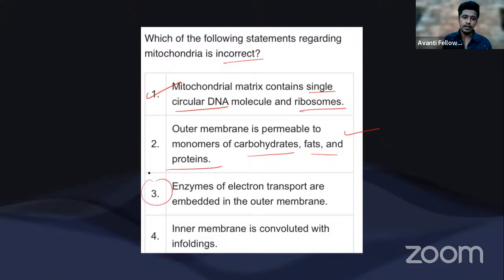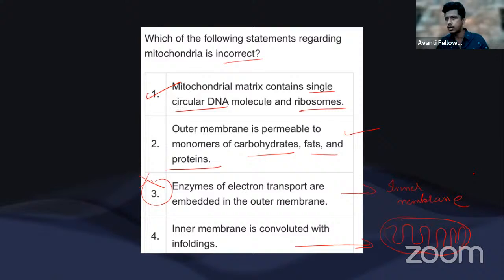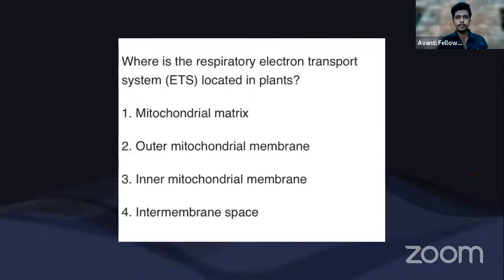Next, enzymes of the electron transport chain are embedded in the outer membrane. Now, this is where all the difference makes. It is wrong. It is actually the inner membrane. So that is why this option is wrong. Inner membrane is convoluted with infolding. Yes. If you see the structure of mitochondria, the outer membrane is continuous, whereas the inner membrane forms numerous foldings that lead to the formation of cristae, mitochondrial cristae. That is because they want to increase the surface area for aerobic respiration. So that is also a correct option. So our wrong option is option 3.